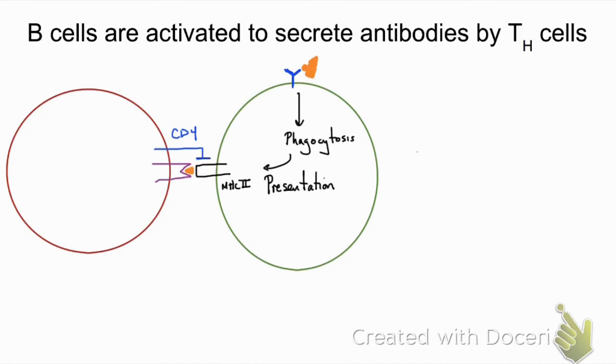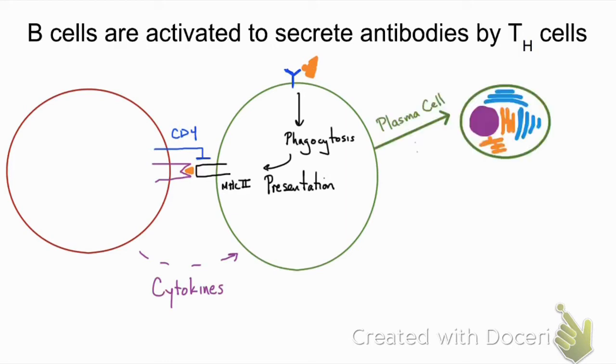Now, if this T helper cell recognizes that epitope, it responds by secreting cytokines. And these cytokines are going to stimulate and activate those B cells. Now, one of the things that B cells do in response to this cytokine stimulation is that they differentiate into what we call plasma cells.